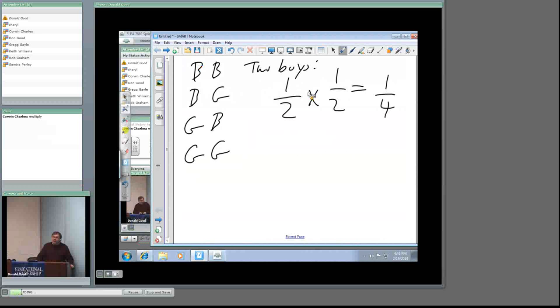The second question asks for the chance of getting 2 girls. It's the same calculation because the probability of getting a girl the first time is 1/2, and, meaning multiply, the probability of getting a girl the second time is also 1/2, which is 1/4, or of the 4 possibilities, 1 out of 4 of those is getting 2 girls.